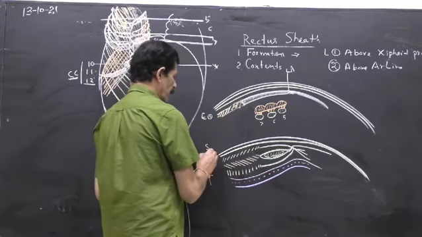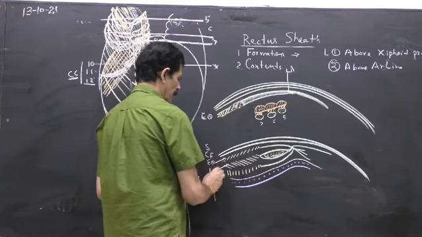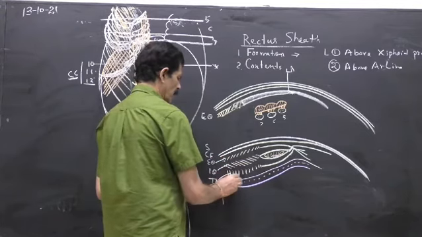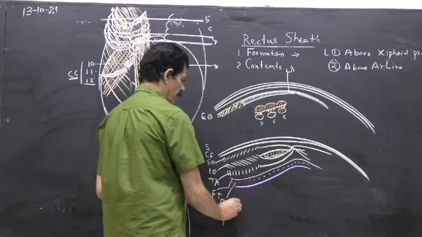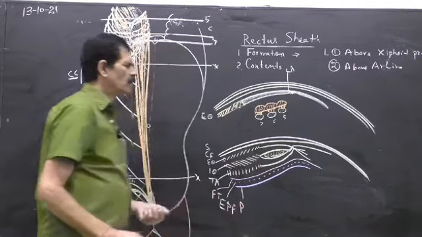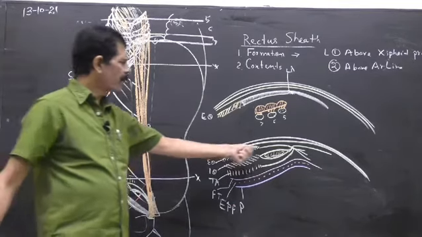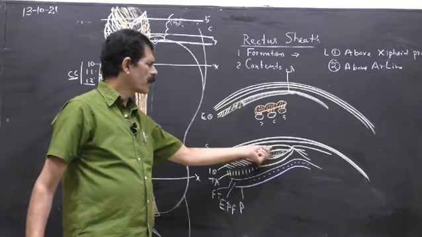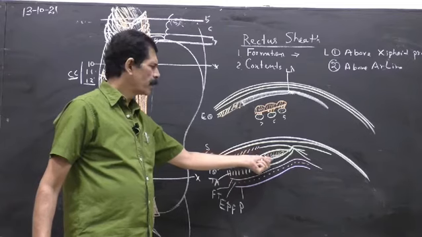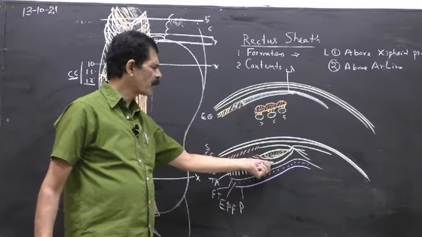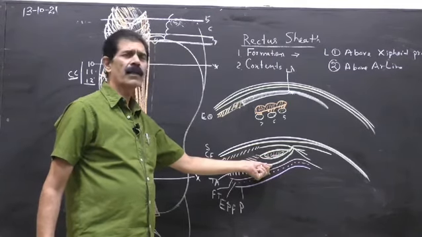So this is how the skin, Camper's fascia, external oblique, internal oblique, transverse abdominis, fascia transversalis, extraperitoneal fat and peritoneum are arranged. So this is the rectus sheath above the arcuate line. The anterior wall of the rectus sheath is formed by the aponeurosis of the external oblique and the anterior layer of internal oblique. The posterior layer, posterior to the rectus abdominis, is formed by the posterior layer of the internal oblique aponeurosis and the aponeurosis of the transversus abdominis.